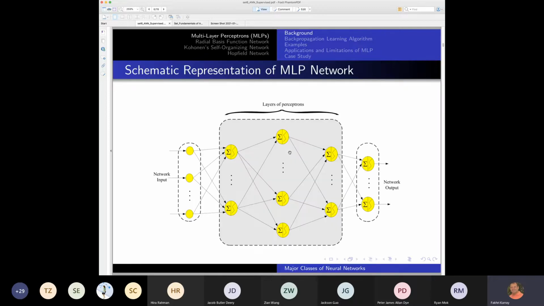So let's look at the multi-layer perceptron here. What is a multi-layer perceptron? A multi-layer perceptron is no other than a feed-forward neural network. So the architecture is a feed-forward neural network. It has an input for the system, and it has an output. So this is the input layer, the network input. This is where the features are going to be imparted to the neural network.